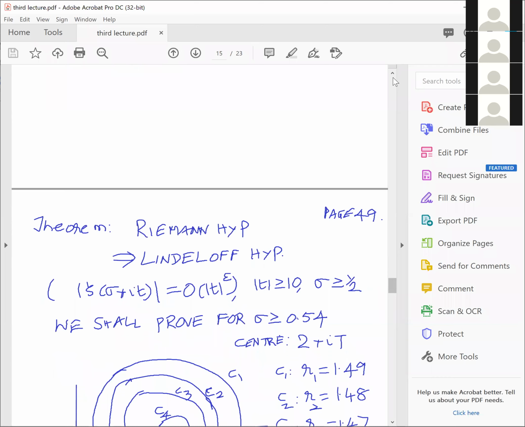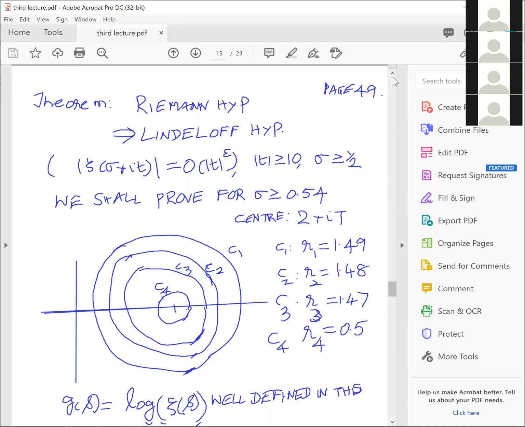Therefore, what I want to do is to prove this theorem, that the Riemann hypothesis implies the Lindelof hypothesis. This essentially means that I am assuming the Riemann hypothesis, which means there are no zeros to the right of half, and then I am going to prove the Lindelof hypothesis, which is that zeta of sigma plus it is O of t power epsilon for sigma bigger than or equal to half. For technical reasons, let me prove it for sigma bigger than 0.54; the same argument would work.